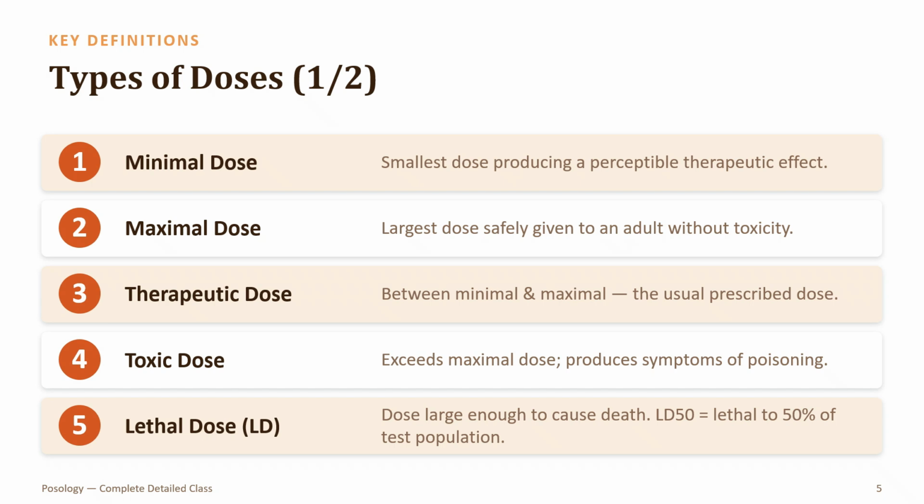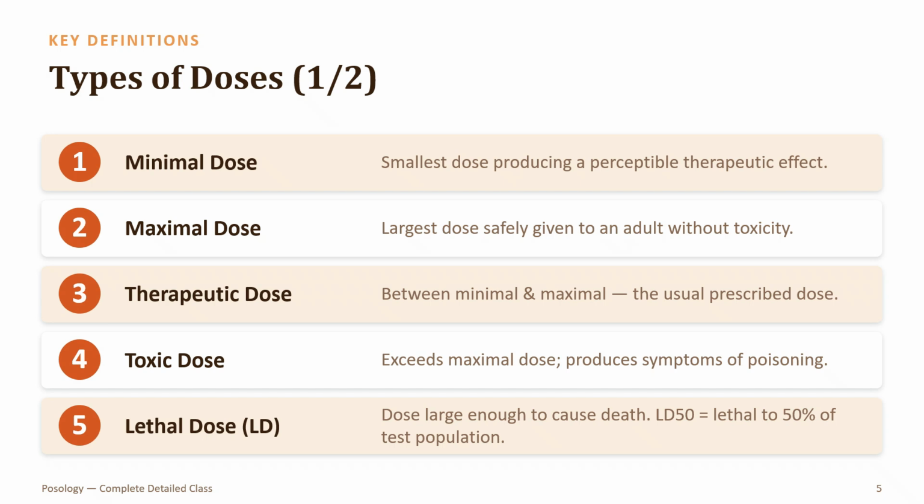On a dose response scale from low to high, first is the minimum dose, the smallest dose producing a therapeutic effect, and the maximum dose, the maximum dose safely given to an adult without producing toxicity or side effects. Third is the therapeutic dose. It is in between the minimum and maximum dose. This is generally the dose the physician prescribes to the patient. Toxic dose: the dose that exceeds the maximum dose and produces symptoms of poisoning or toxicity without necessarily being fatal.